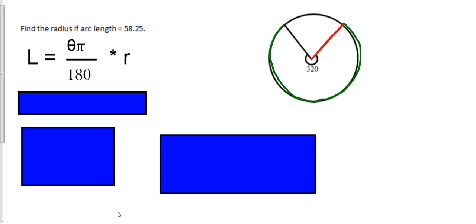As we begin our second video, we're trying to find the radius if the arc length is 58.25 units. So on this circle, because the central angle given was this major arc, this 320, that's telling us this is what we're looking for, this arc. They told us it's 58.25 units long, so it could be centimeters, it could be feet. They didn't really give us a unit. We're trying to find the length of this radius, though.